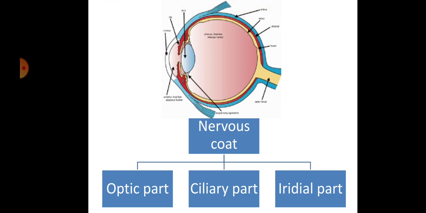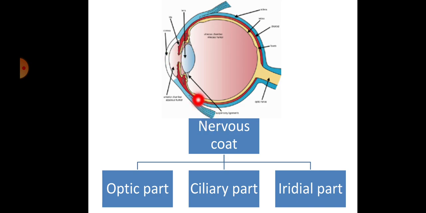Come to the point. So, the nervous coat. In the picture you can see the nervous coat is the yellow color representation. This is the yellow color circular part, and it is called the nervous coat. This nervous coat is divided into three parts. The optical part, which is sensitive to light. And the parts insensitive to light, that is the ciliary part and the iridial part.